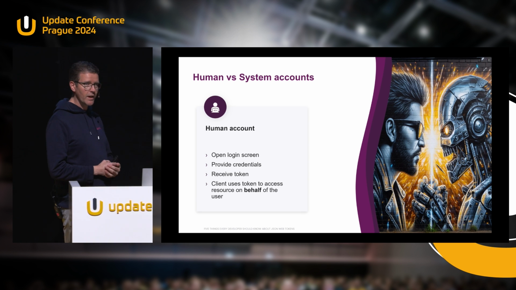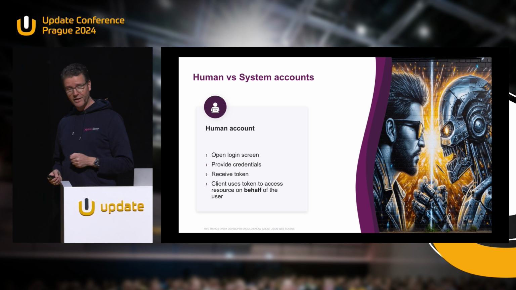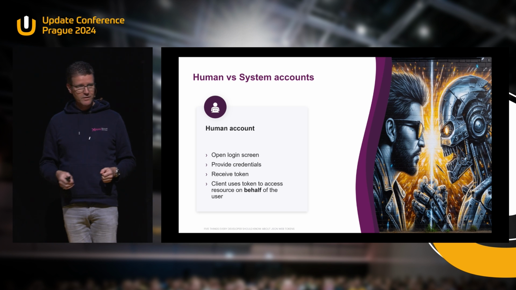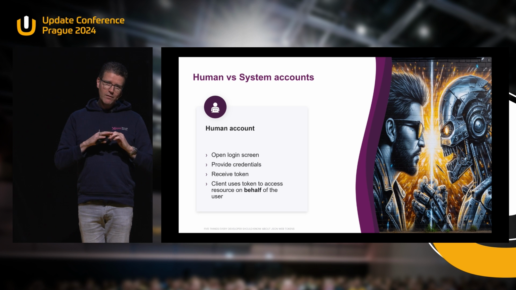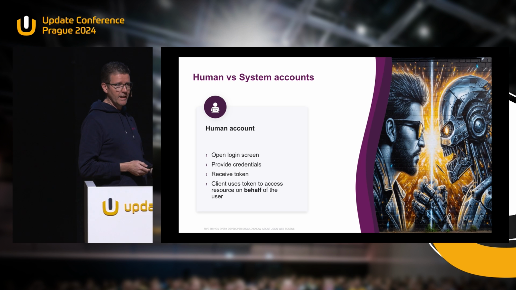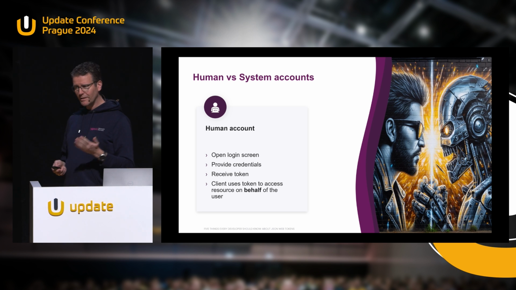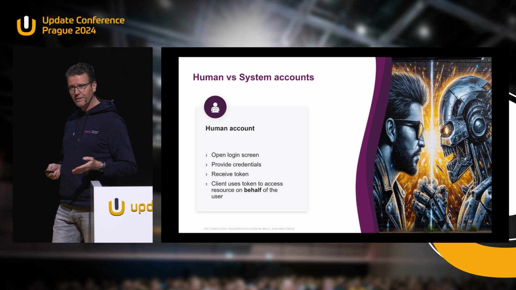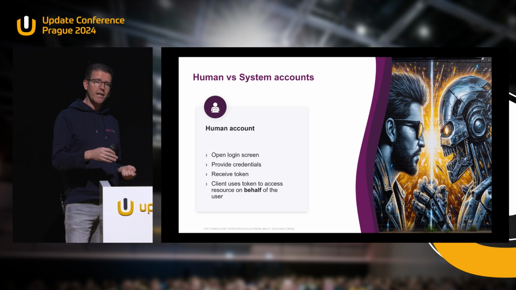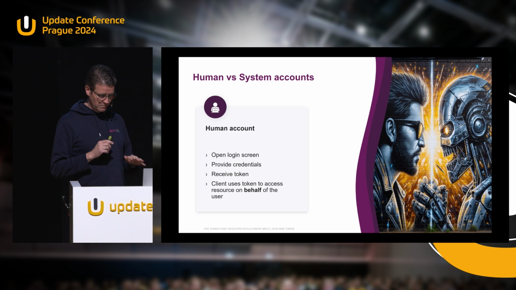So imagine you have a human account in your system, and you want to get a token for that human account. Well, what generally happens is that the user is displayed a login screen. They will provide username, password, MFA, that sort of cool stuff, and then they will receive a token inside their application. And then the token can be used by the client to access a downstream resource server or an API based on the token on behalf of the end user, who is typing in the buttons.